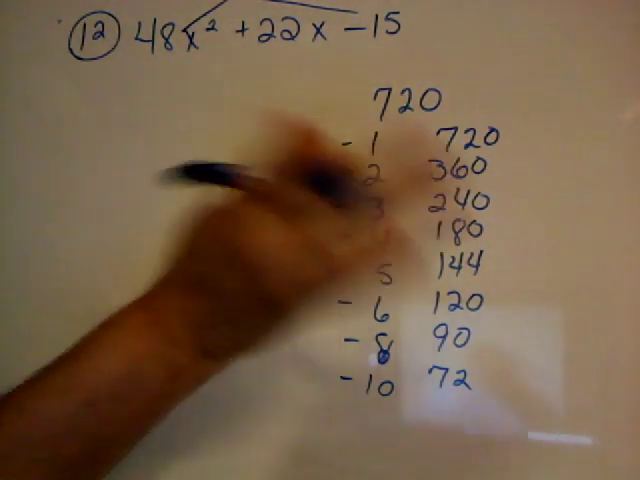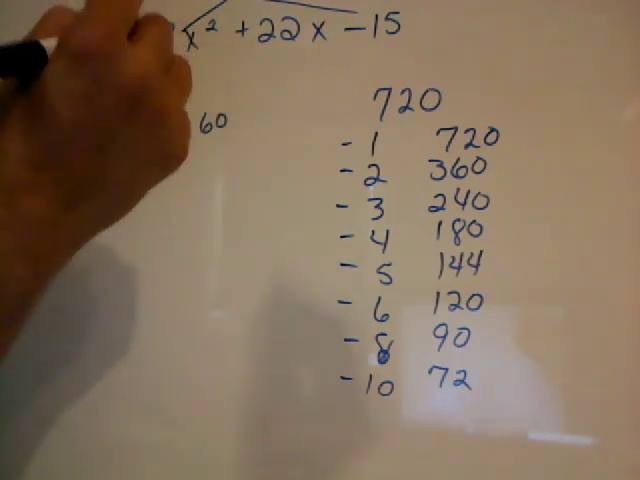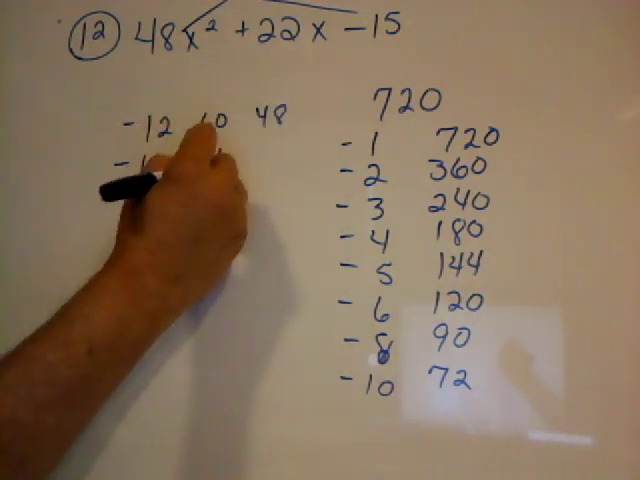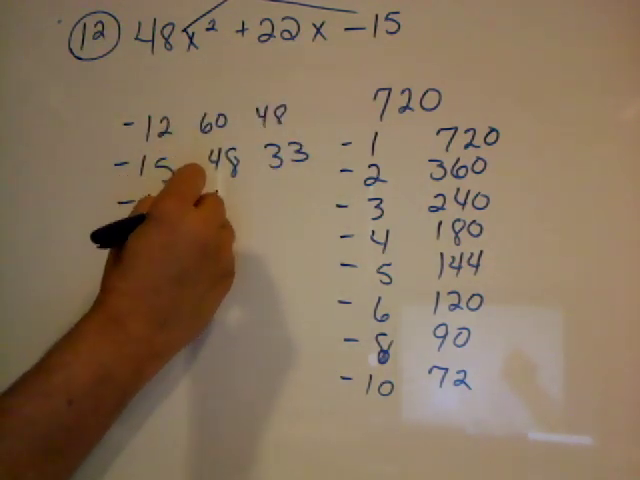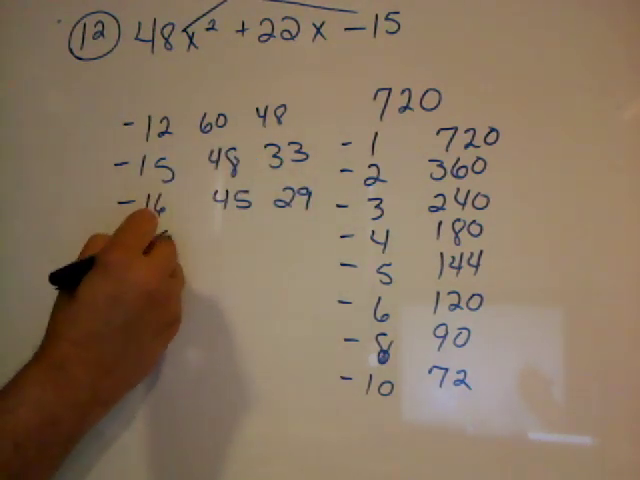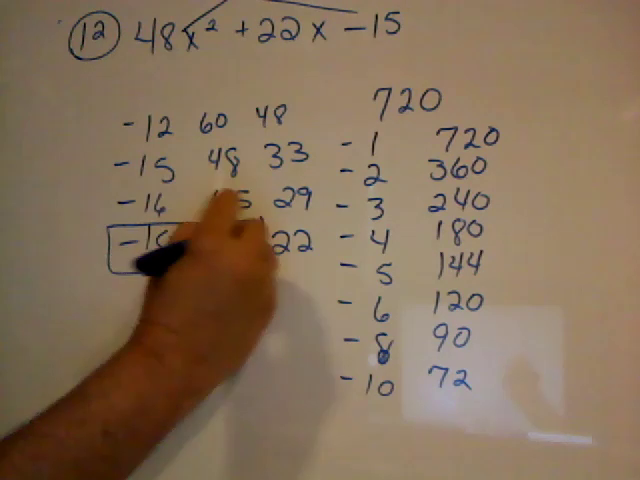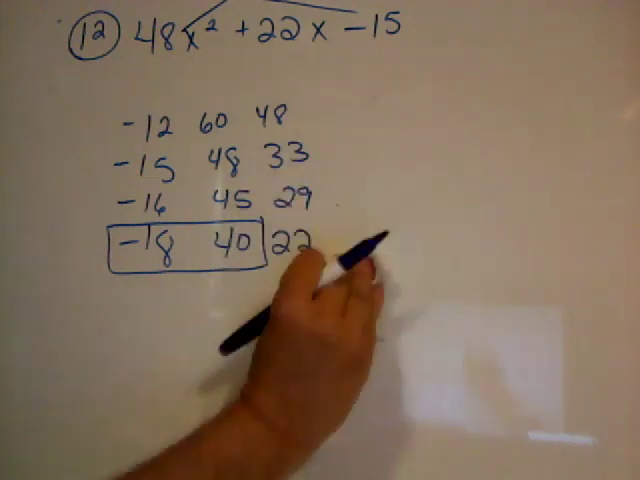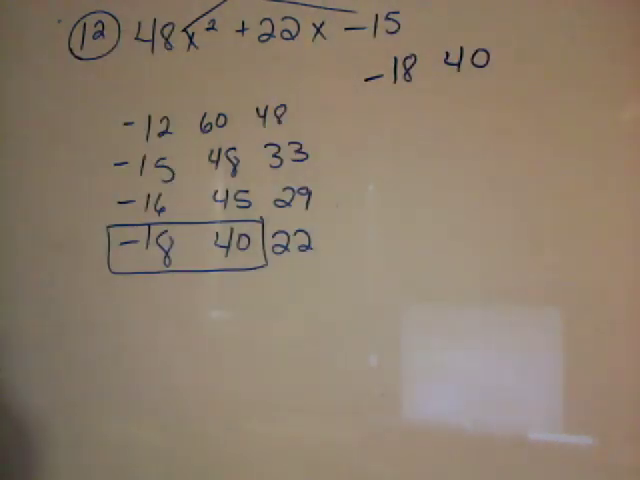I'm going to move over here, and we'll just erase this. 12 and 60. Still not there yet, because that gives me 48. 15 and 48. I'm getting closer. That gives me a 33. 16 and 45, that would give me a 29, and 18 times 40 would give me my 22. So I'm going to use the 18 and 40. Now we're going to move this out of the way so that we can see we're going to use a negative 18 and 40.